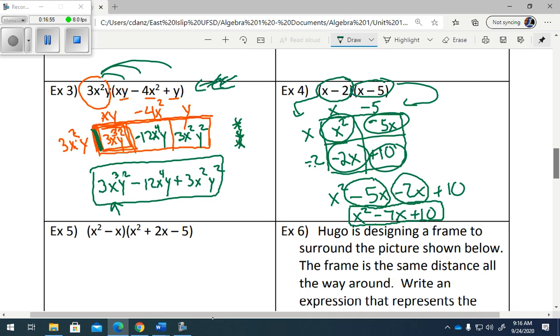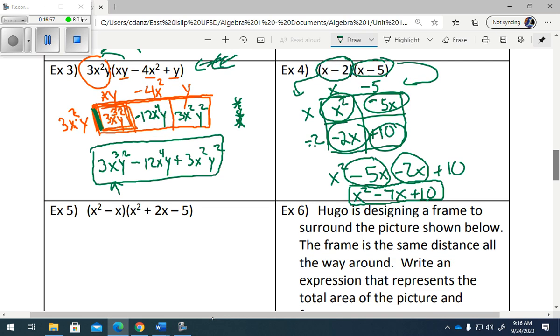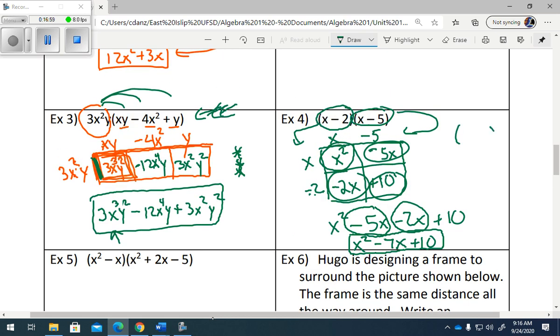So the box method probably is the easiest, because if I were to distribute this, what I do is I pretend, so I'm going to erase it, I pretend this isn't here.